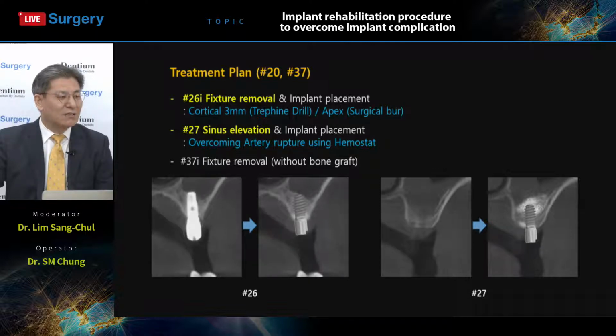This area needs the sinus augmentation. So Dr. Chung wants to use a lateral approach, using this DASK kit, and after lateral approach and sinus elevation, the simultaneous implant installation will be done. About number 37 area, maybe the failed fixture is removed and left to heal. And 2-3 months later, he is going to try a new implant installation in exactly the same area for rehabilitation of the failed area.